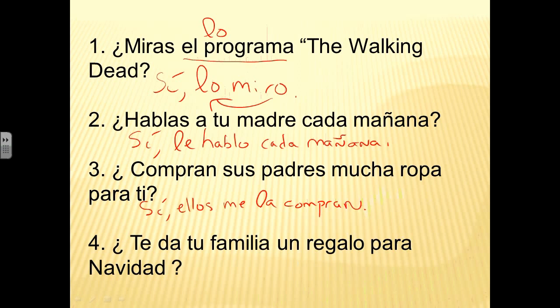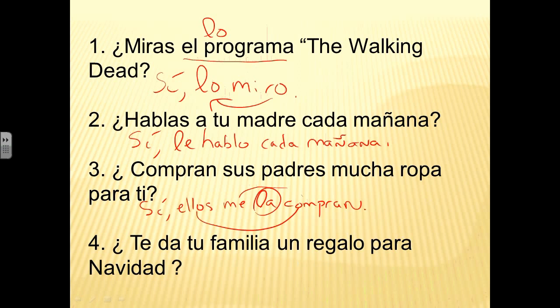Okay. So what I said here, yours might be different, is yes, they buy me it, right? So yes, do your parents buy you a lot of clothes? Yes, they buy me it, for example. I just put ellos in there. You could say, sí, mis padres me la compran, for example. Or you could just say, sí, me la compran. You don't have to have the subject in there. We already know you're talking about your parents.